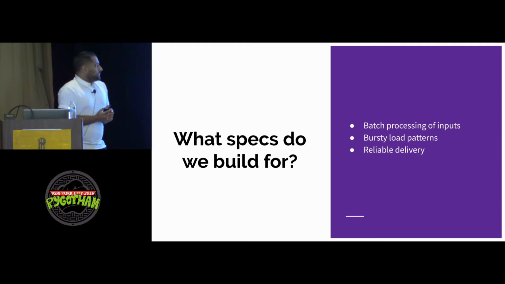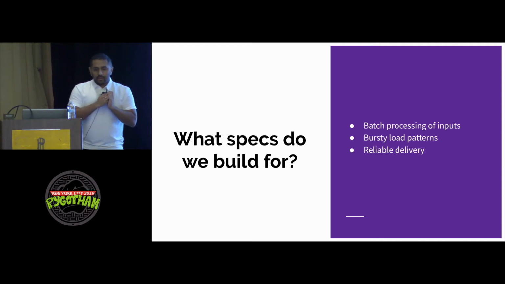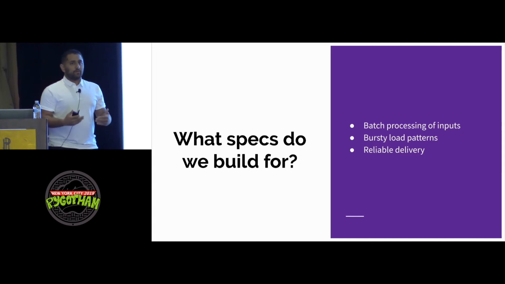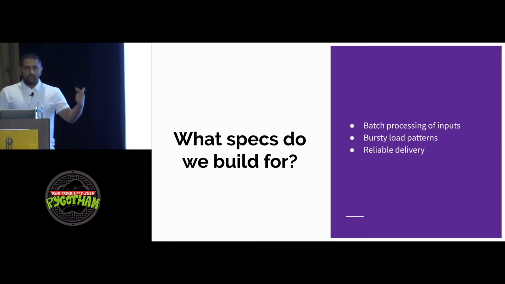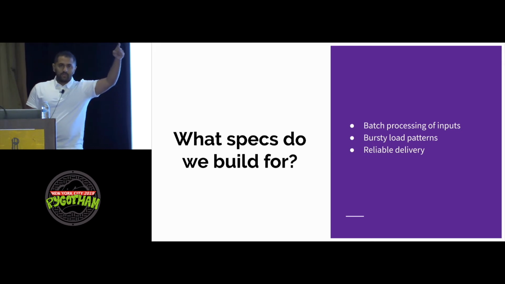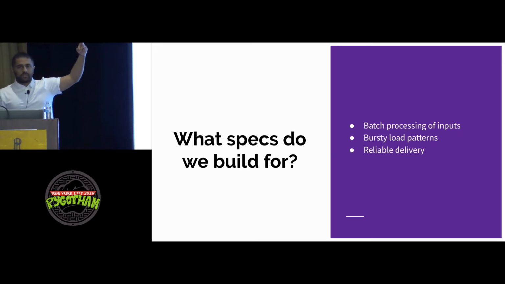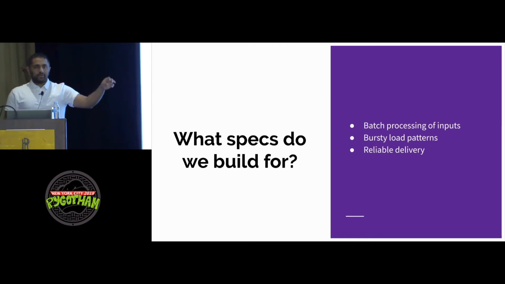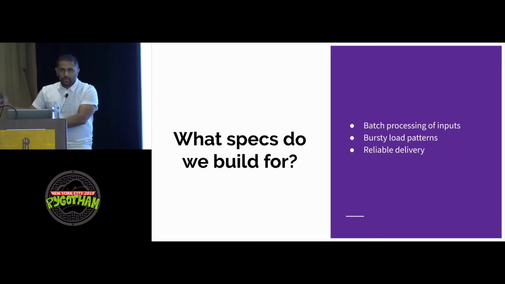Okay, so what software are we building now? The question comes, what kind of software are we building, or what sort of constraints are we building software for? We need to have batch processing of inputs. We're going to have bursty load patterns, and we need reliable delivery, right? Like if an input is triggered, we need to make sure that the output is present.